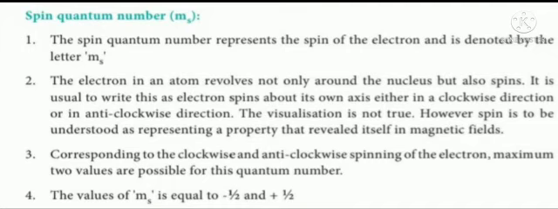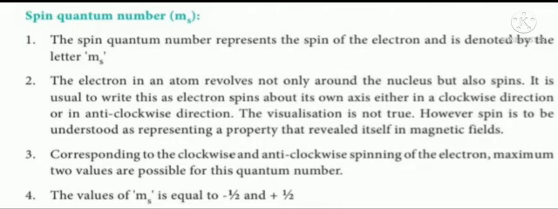Third point, corresponding to the clockwise and anti-clockwise spinning of the electron, maximum two values are possible for this spin quantum number. They are minus half and plus half, based on spinning of the electron in clockwise and anti-clockwise direction. It is to be given for third point.